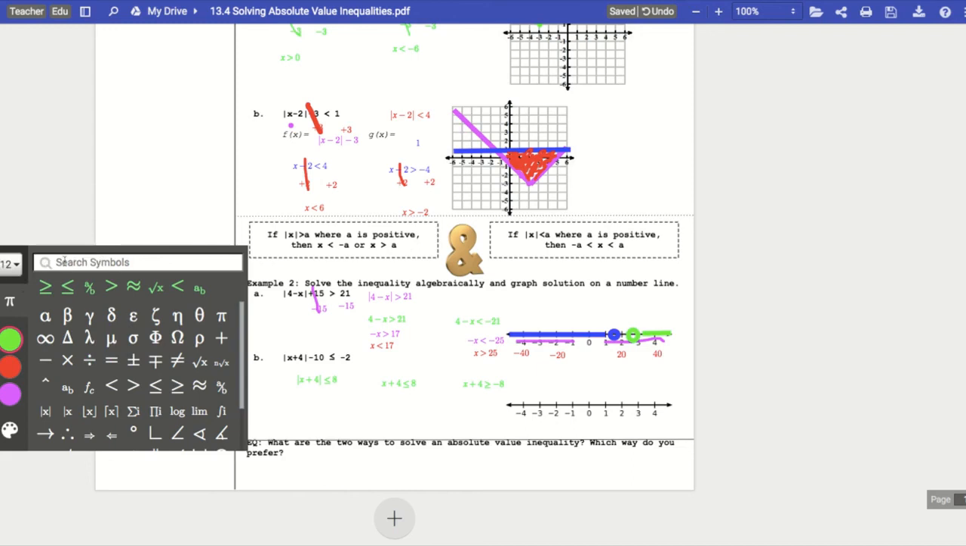So solving for x, when I subtract 4, I get x is less than or equal to 4 on the left. When I subtract 4 from the right, I get x is bigger than or equal to negative 12. Okay.